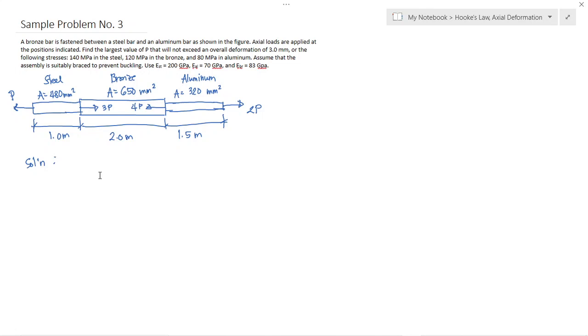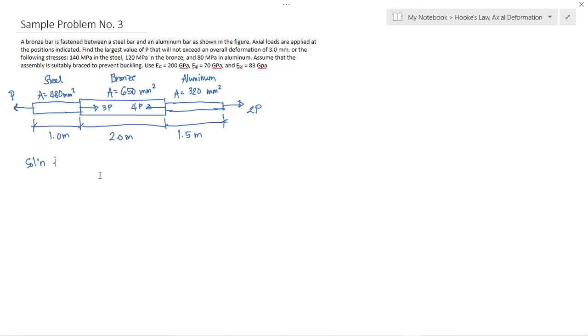Now the problem is: a bronze bar is fastened between a steel bar and an aluminum bar as shown in the figure. In this example, class, the member is not made of homogeneous materials, no? Because there is steel, bronze, and aluminum, so they have different properties. They have different modulus of elasticity. Axial loads are applied at the positions indicated.